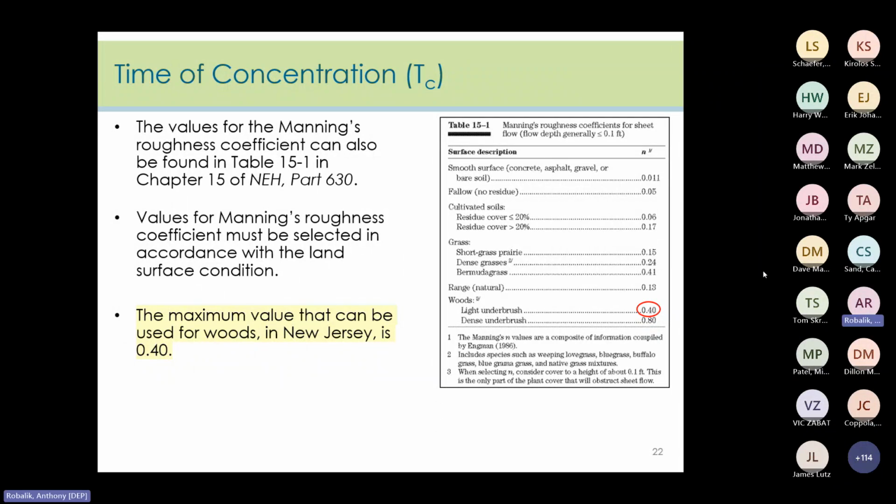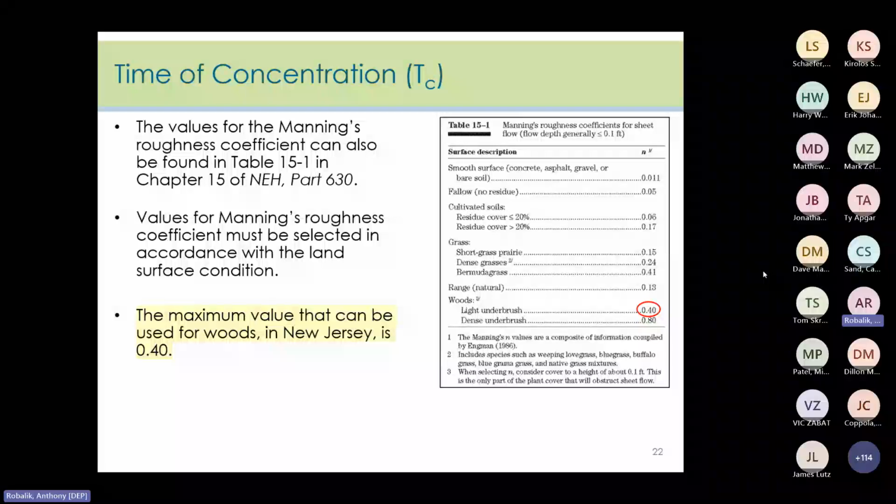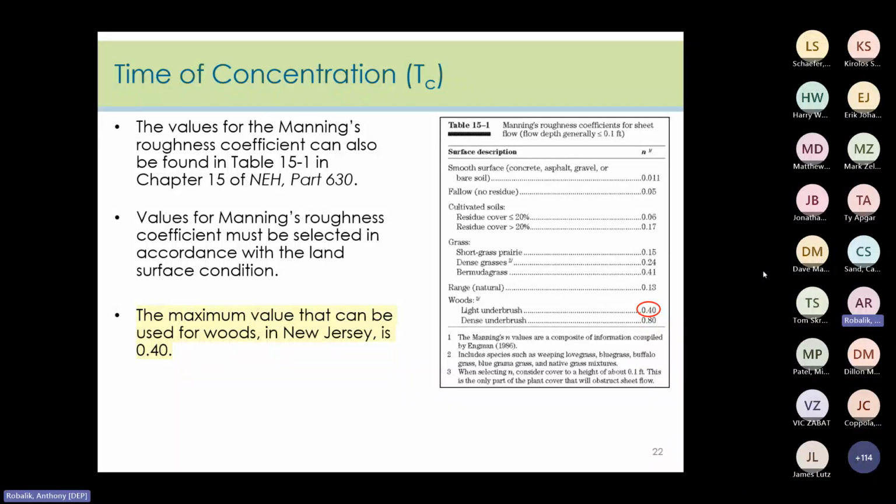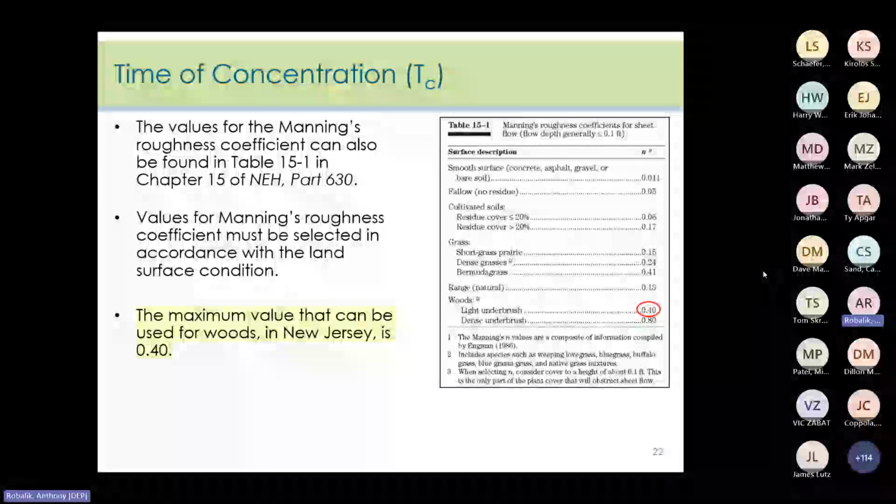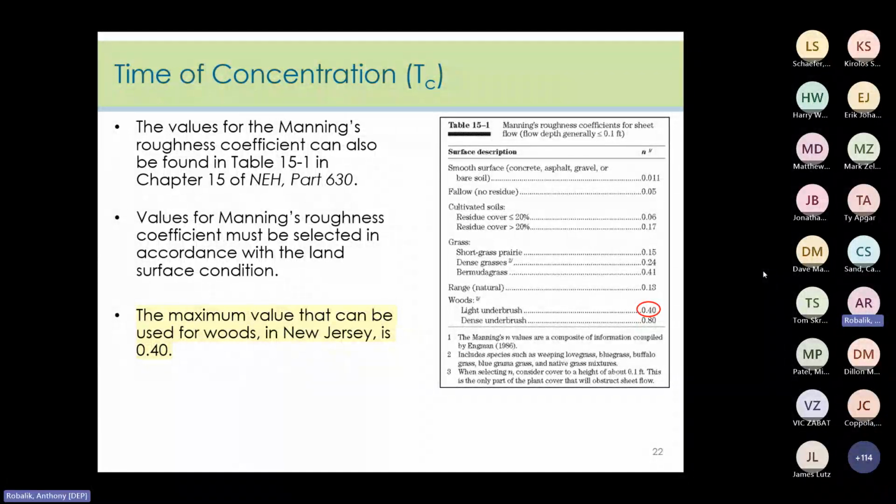So note that the lower the N value, the quicker the runoff will travel. For example, impervious surfaces here have a roughness coefficient of 0.011. Also important is that the New Jersey BMP manual states that the maximum roughness coefficient for sheet flow in New Jersey is 0.4, and that corresponds to woods with light underbrush. So we wouldn't use a roughness coefficient in New Jersey that is greater than 0.4.